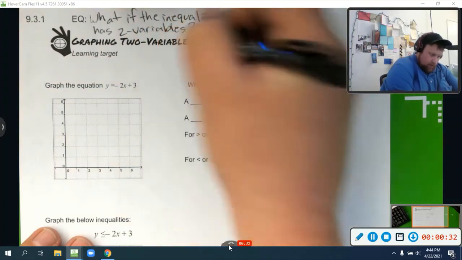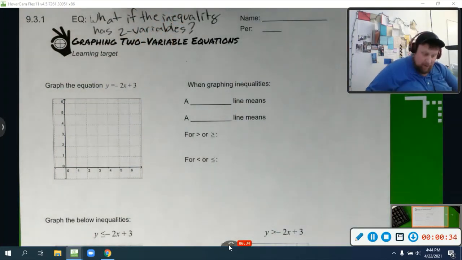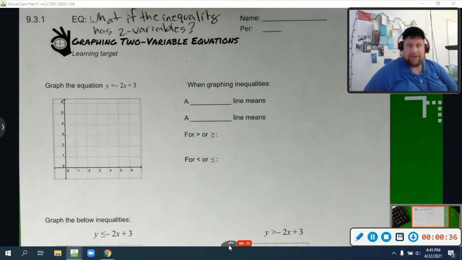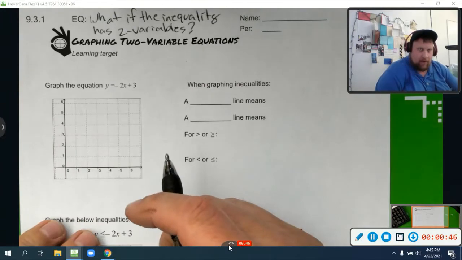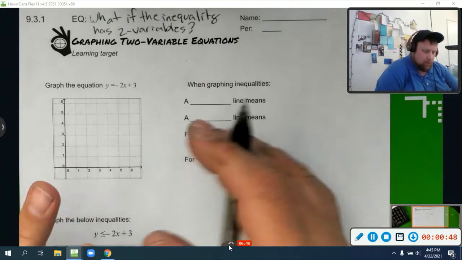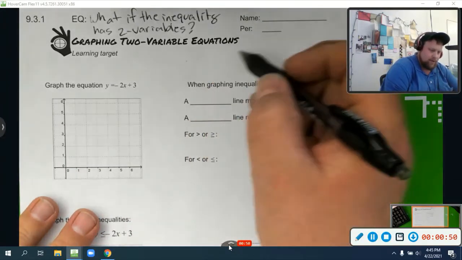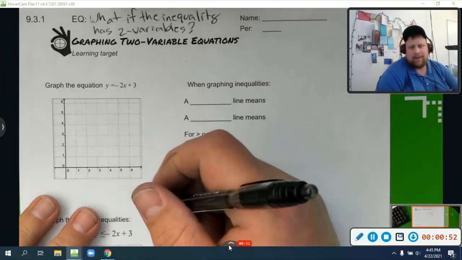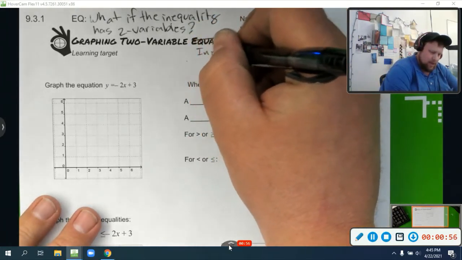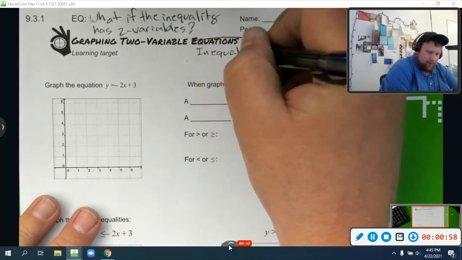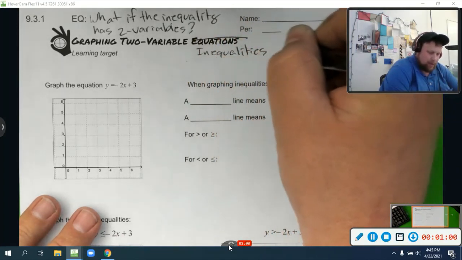What do we do? Well, we're going to graph two variable equations. In other words, linear equations. That's what we're doing right here. So let's just get used to graphing, right? Okay, we're going to do it with inequalities, but what happens graphing two variable inequalities? We've been doing equations. We need to do inequalities.